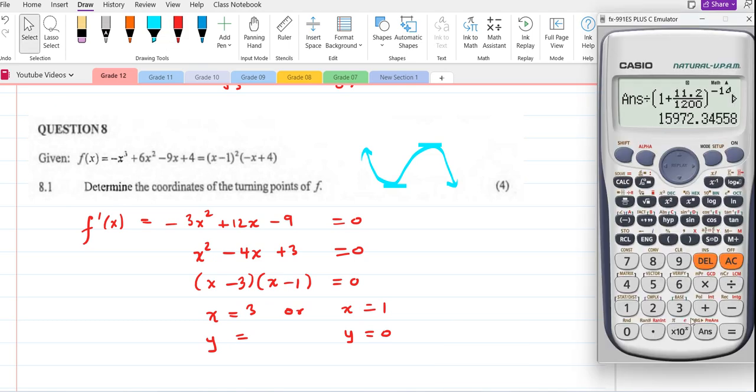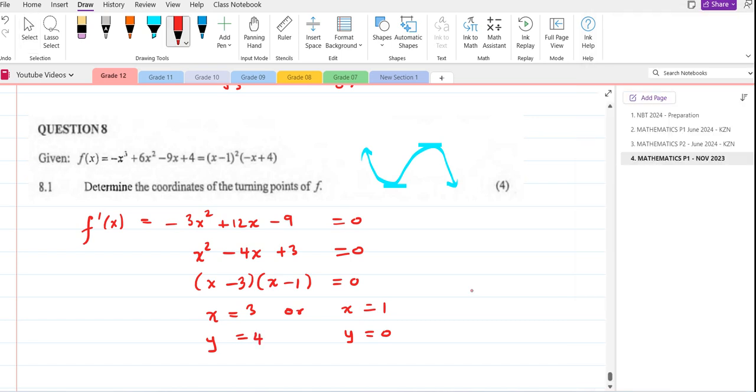And what's the y value when you substitute 3? If I substitute 3, I'm getting minus 27 because of 3 cubed, plus 6 times 9, minus 9 times 3, and then plus 4. So this answer here is 4. Right, so perfect.